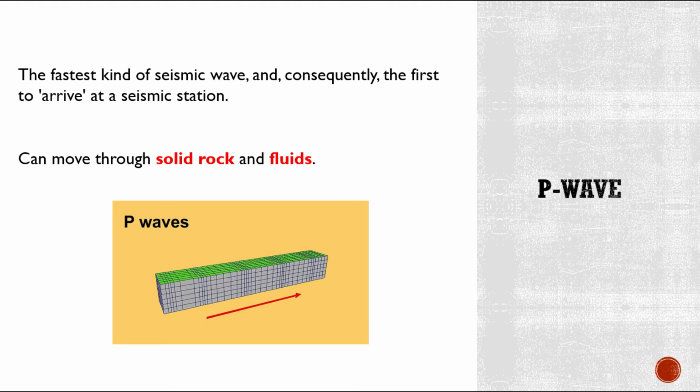Let's have the P wave first. This is the fastest kind of seismic wave and consequently the first to arrive at a seismic station. The P wave can move through solid rock and fluids like water or the liquid layers of the earth. It pushes and pulls the rock it moves through, just like sound waves push and pull the air. Just like what you can see here, P waves travel in a straight line.